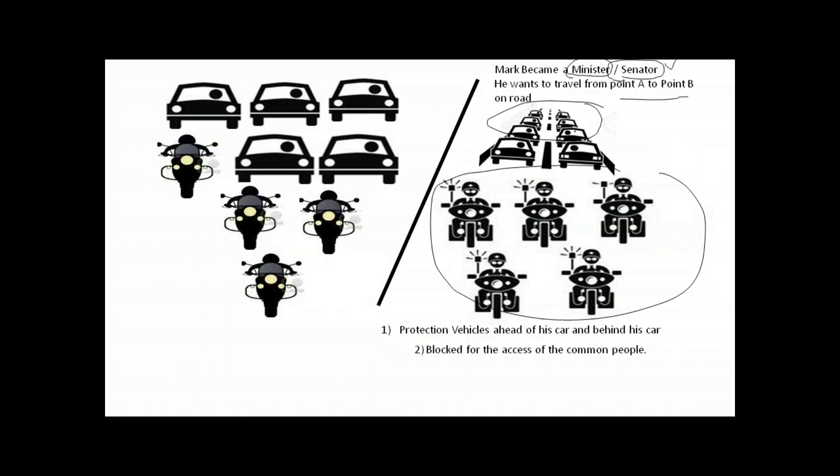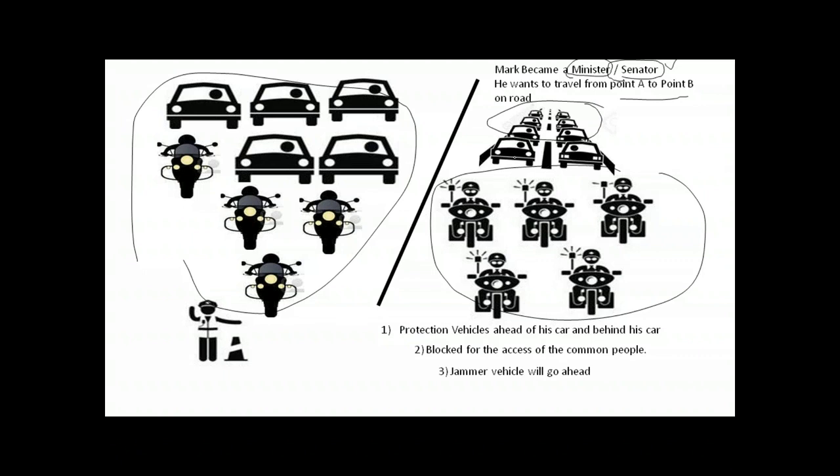Then, not in the US, but typically in other countries, I have seen that the road will be blocked for access for the common people. They are not allowed to enter until our minister goes away. All the traffic for the common people will be stopped so that he can travel peacefully and there will not be any issues. There will be jammer vehicles going in front of him, and cars ahead of him and behind him, and maybe he will be sitting in one of these cars.